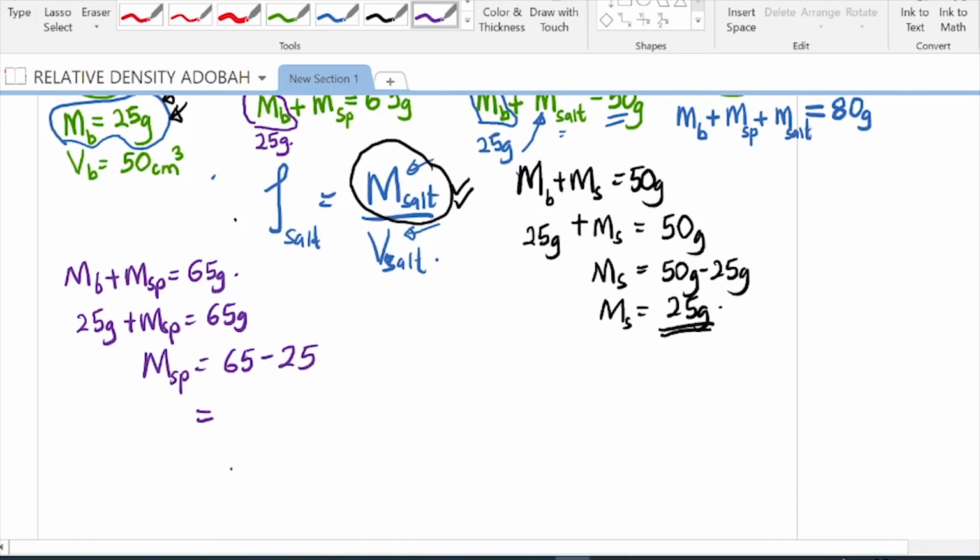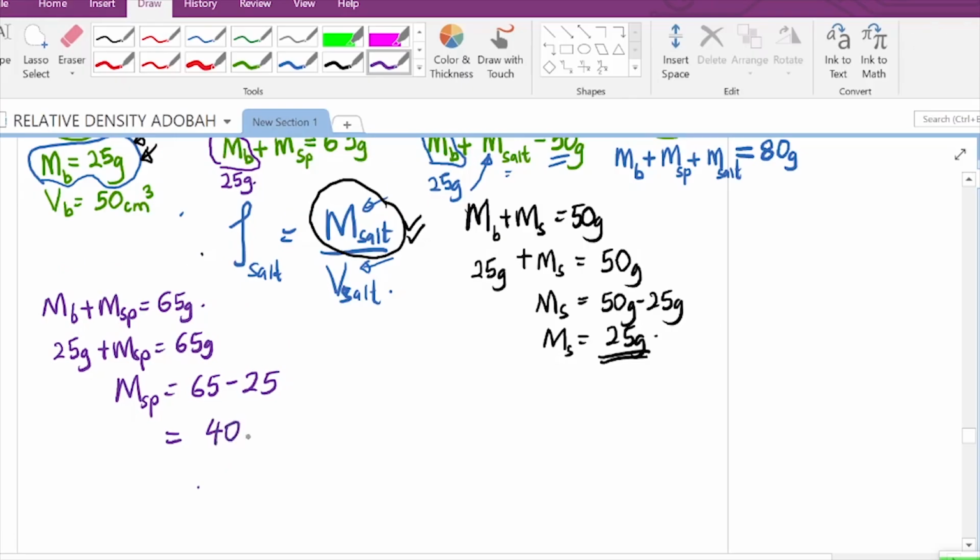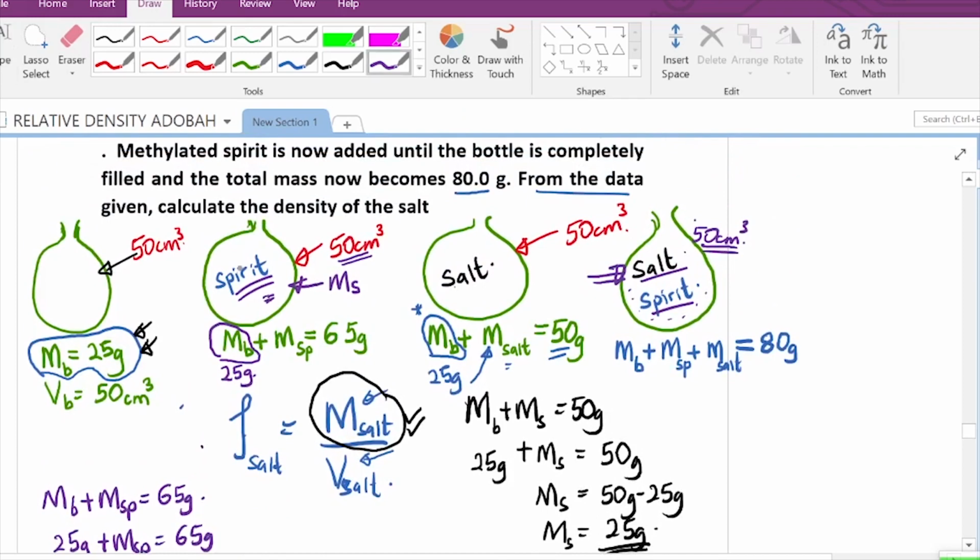65 minus 25 is going to give us 40 grams. So what does that mean? It means that right here, when the bottle was completely filled with spirit, it was 40 grams. So in other words, 40 grams of this spirit occupied 50 centimeters cubed. So we can note that down here on the side, and we shall say that 40 grams of spirit occupied how much? It occupied 50 centimeters cubed.